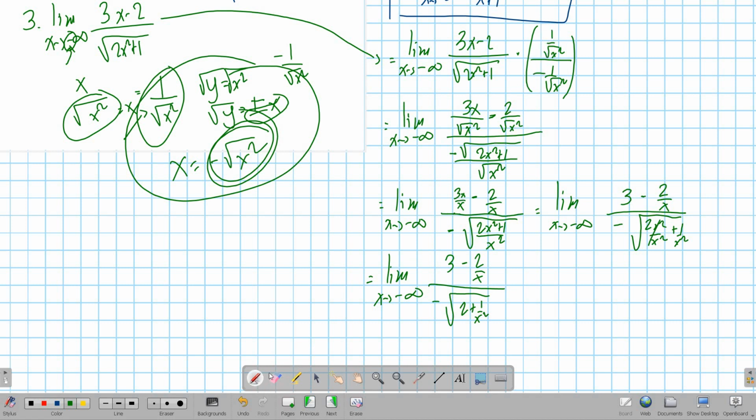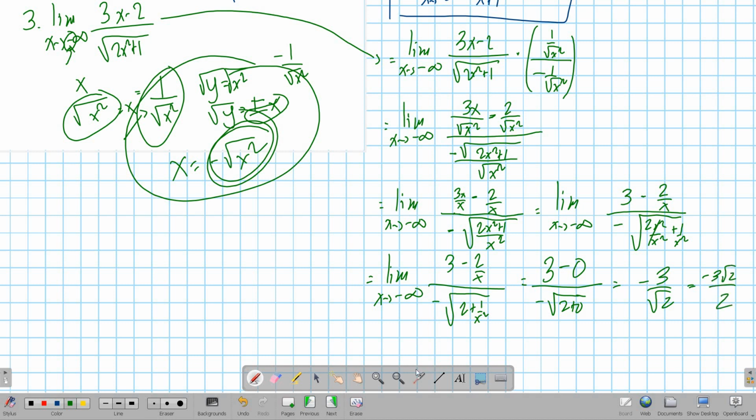Without that negative. So now proceeding from here, applying this limit here, we have 3 minus 0 over negative square root of 2 plus 0, which would end up having negative 3 over square root of 2, or negative 3 square root of 2 over 2.